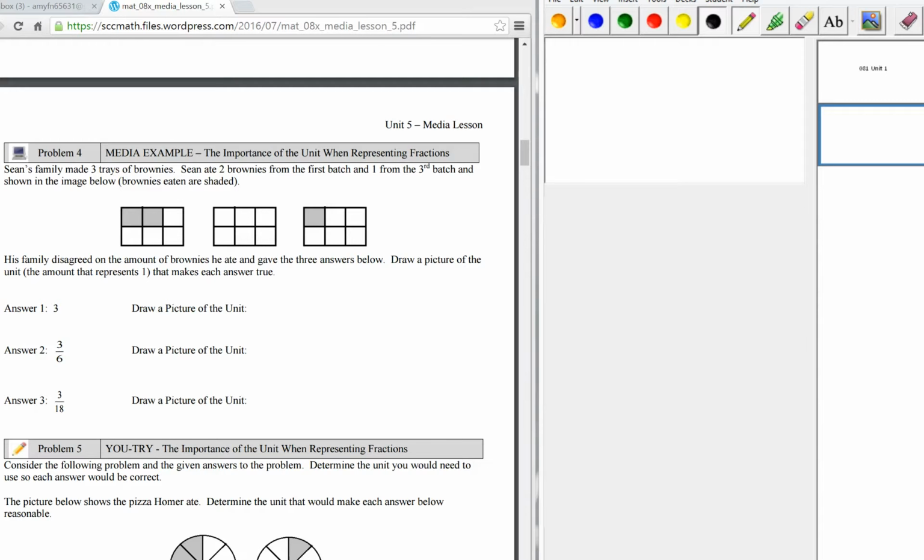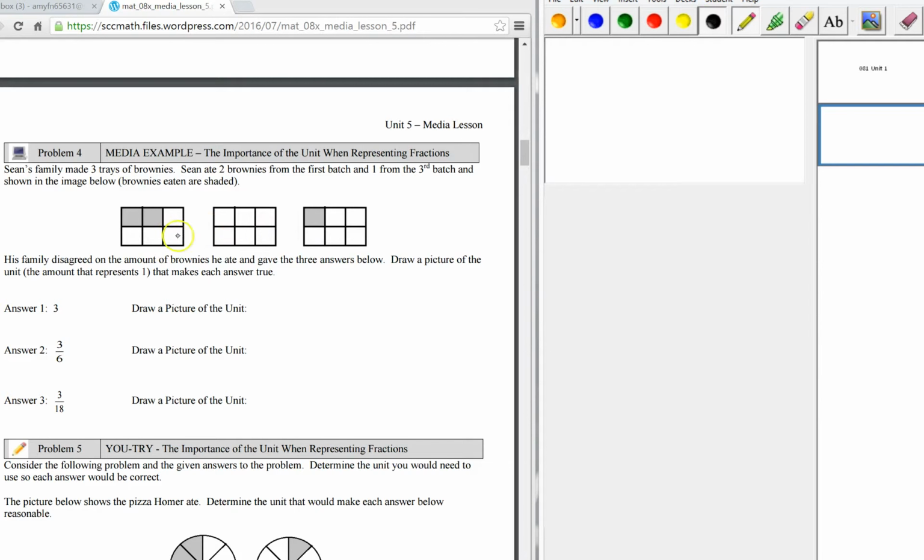And we do this in fractions all the time, and students have difficulty with this because problems aren't always explicit about what is representing 1. So when we have them in abstract form, this isn't really a problem, but when we use pictures, which are meant to help them and guide them in their understanding, if we don't tell them what represents 1, they can get very confused. So here's an example. Sean's family made 3 trays of brownies. Sean ate 2 from 1 batch and 1 from the 3rd batch. So there's the picture.